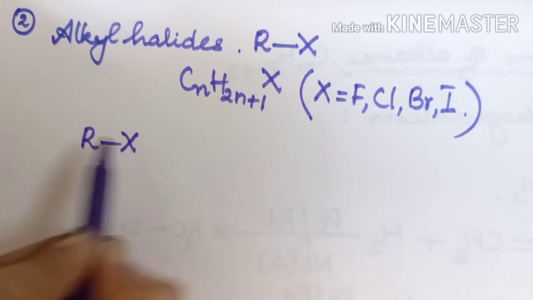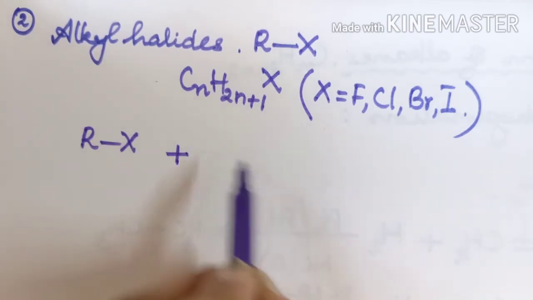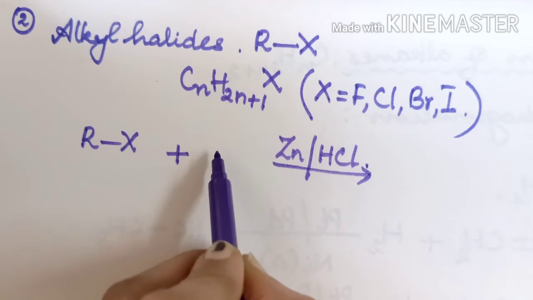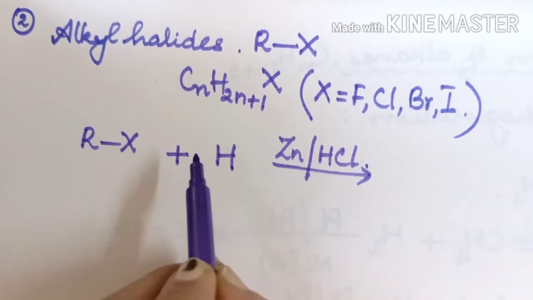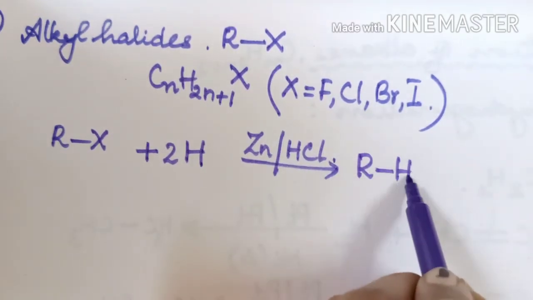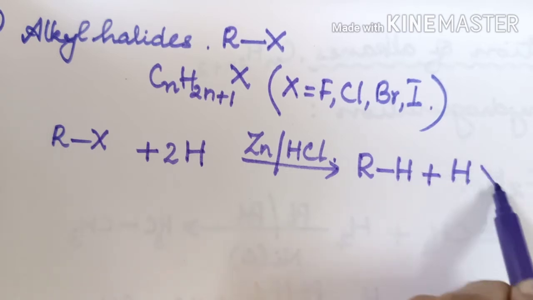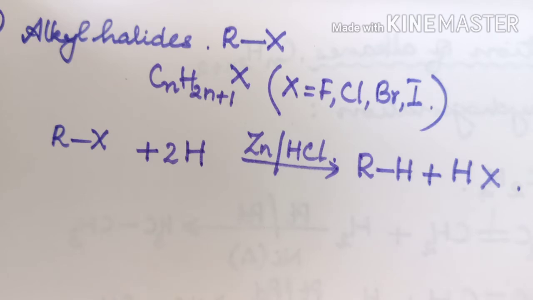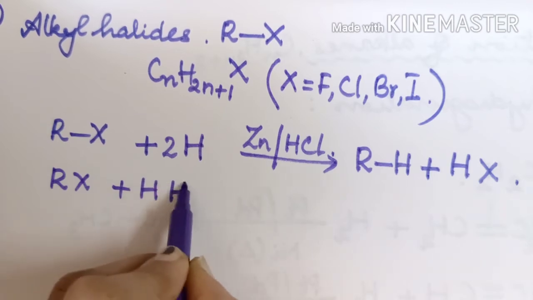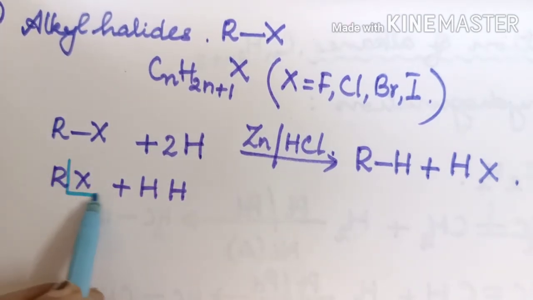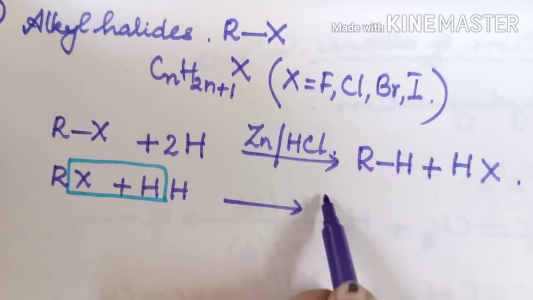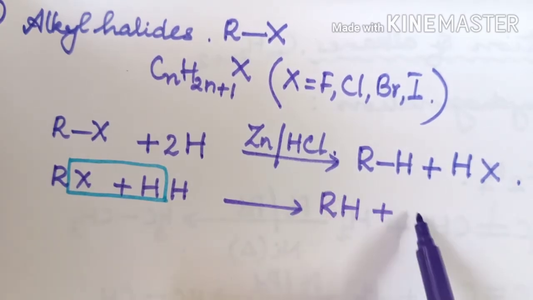Alkyl halide, when it is undergoing reduction in the presence of zinc and hydrochloric acid, produces nascent hydrogen and that will result in the formation of the corresponding alkane with the removal of hydrogen halide. You can think of the reaction happening as RX plus HH. Together, there is the elimination of hydrogen halide resulting in the corresponding alkane and HX.